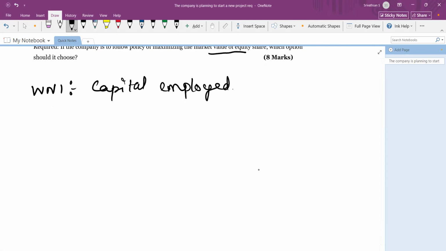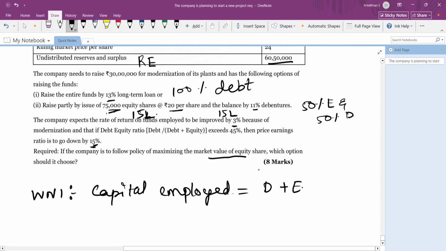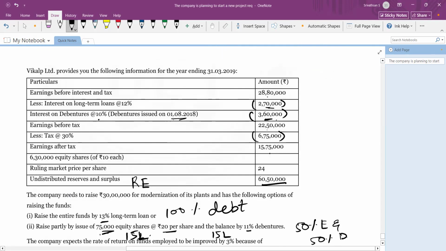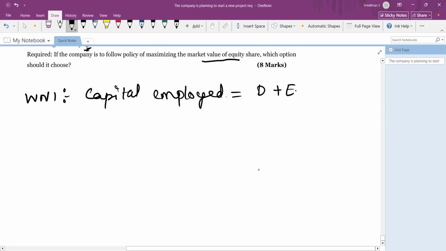So how do we calculate capital employed? Capital employed is nothing but debt plus equity, right? Because the company can raise funds either in the form of debt or in the form of equity. So here, what is the amount of existing debt or existing borrowings that the company has made? So here, the company is paying 12% interest on long-term loan and the amount of interest is 2,70,000. So here it can be written as we don't know the amount of loan.